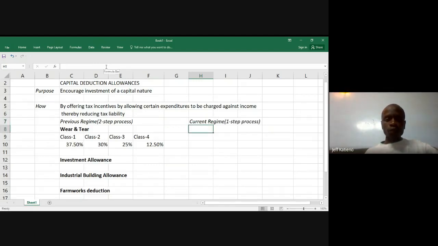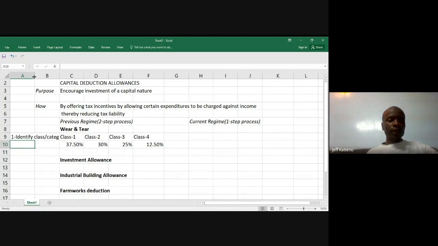What I mean by a 2-step process is that in the previous regime, first you had to know the class where your equipment falls under, or the category where your investment falls under. After knowing the category or the class is when you apply the percentage which is allowable or chargeable against income. So by a two-step process, I mean that first you had to identify the class or category.